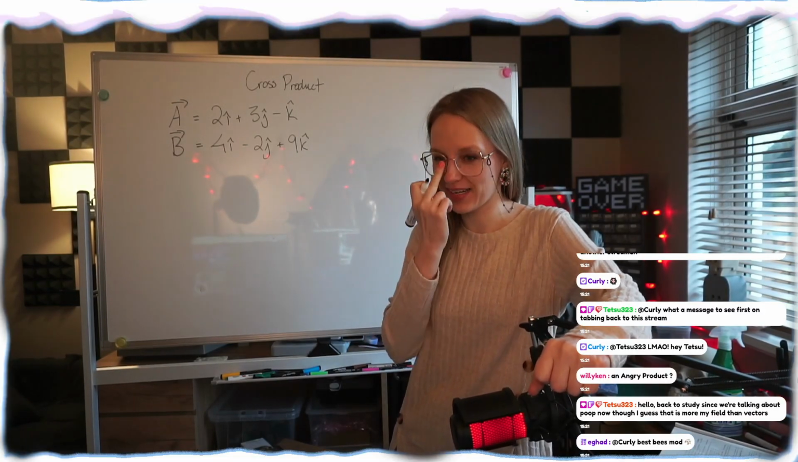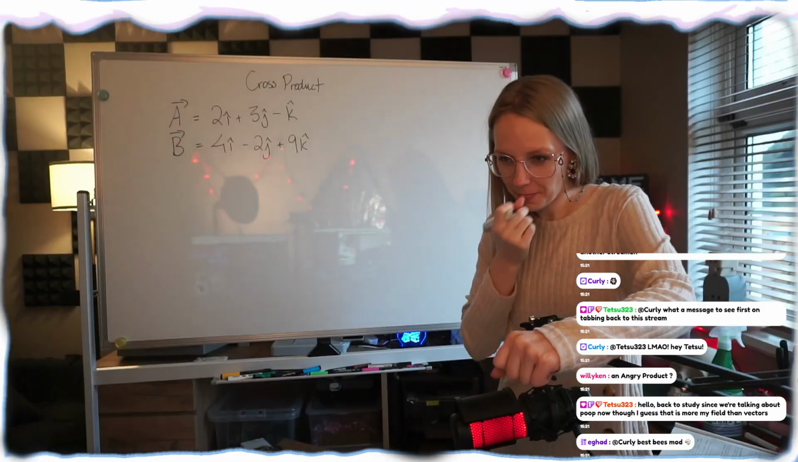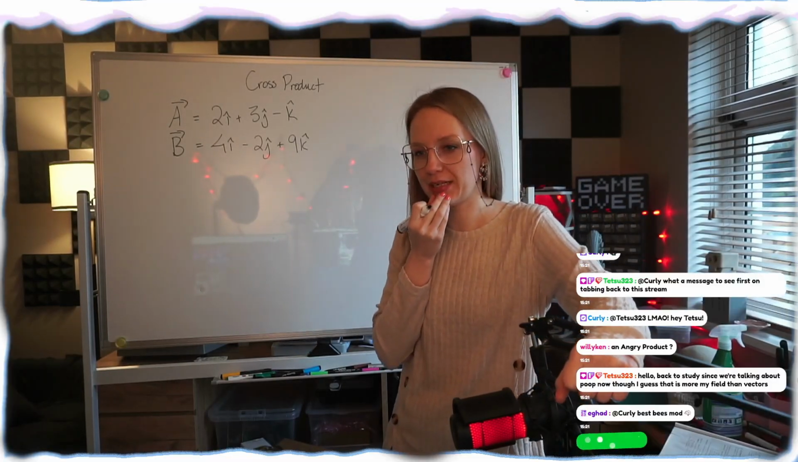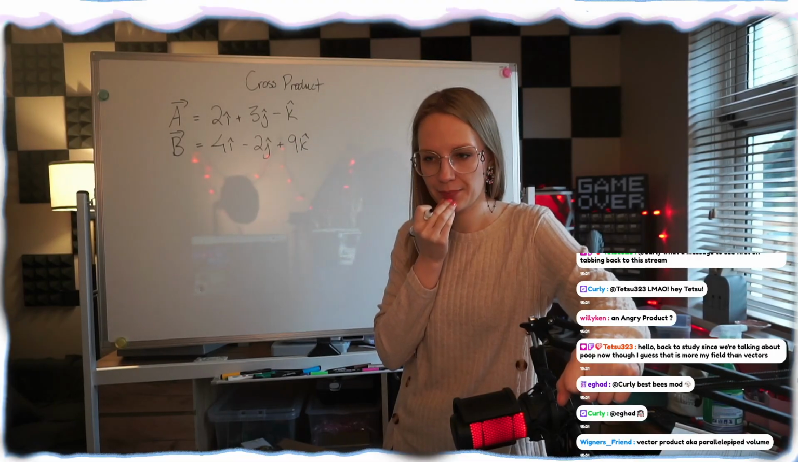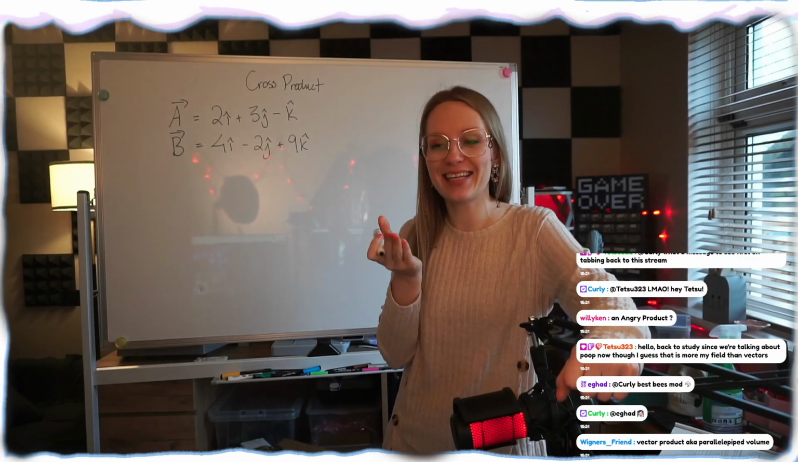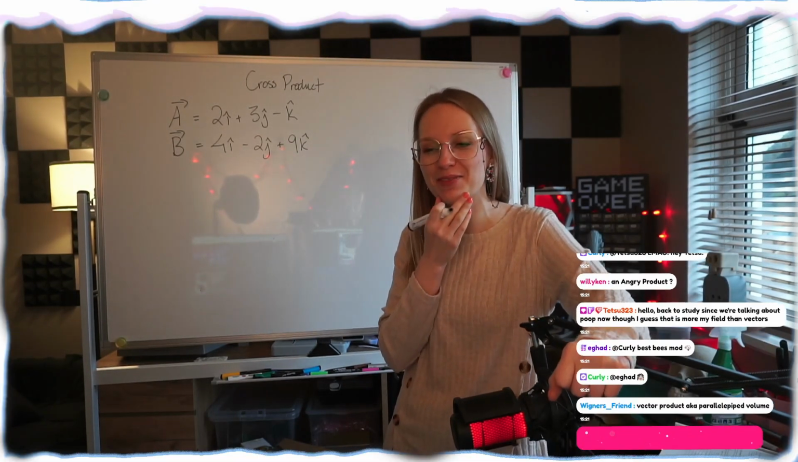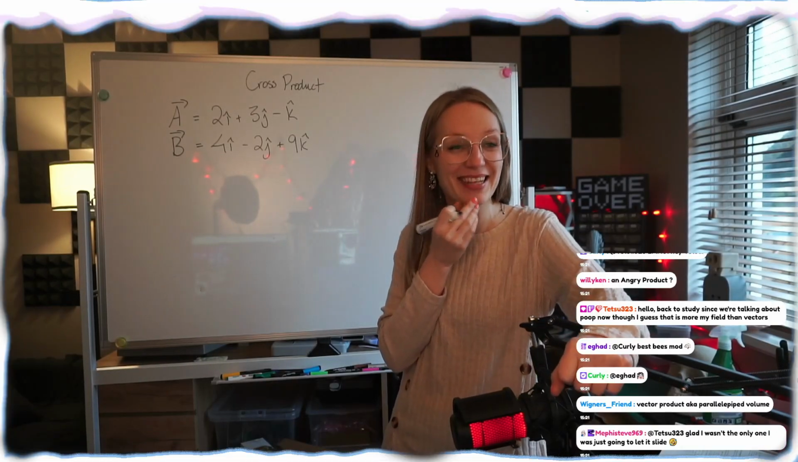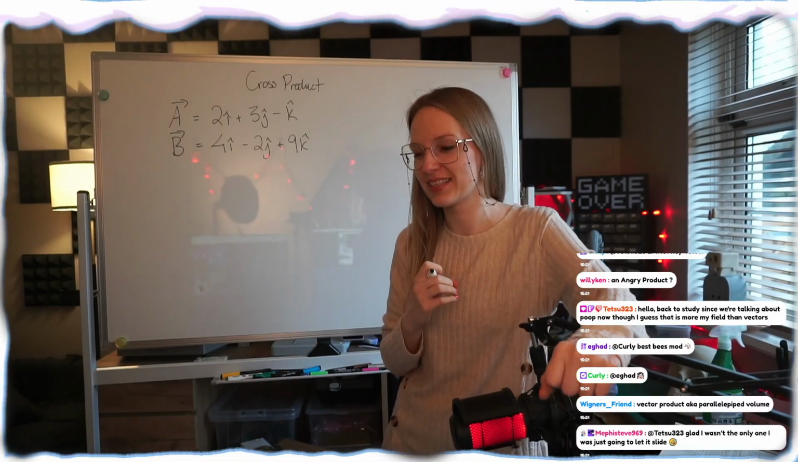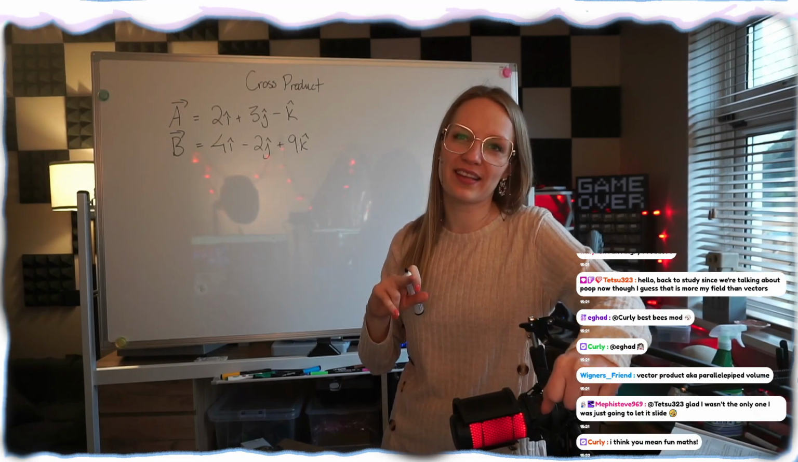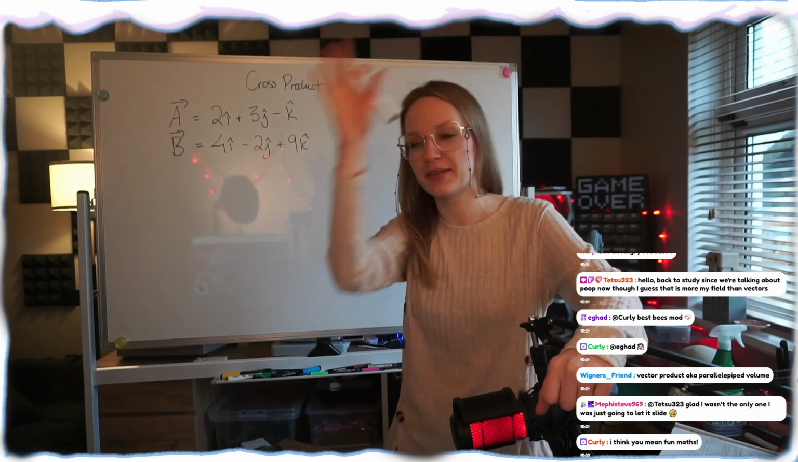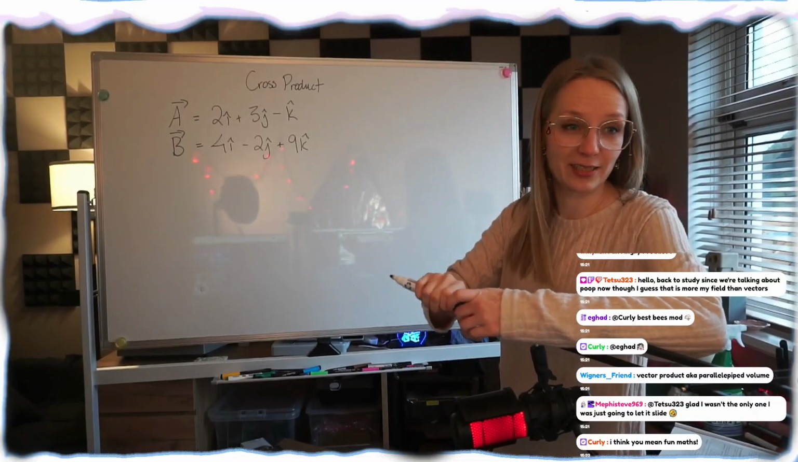An angry product, exactly. So what we need to do here is some weird maths. Now, exactly, vector product, parallelepiped volume. That's exactly what it is. That's usually what I think of when I think about this. Anyways, or is it the triple product more than anything? I think it's the triple product. Anyways, we're ranting a little bit here.